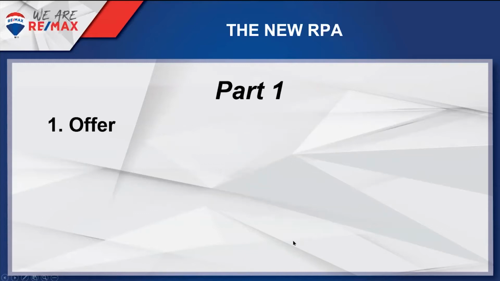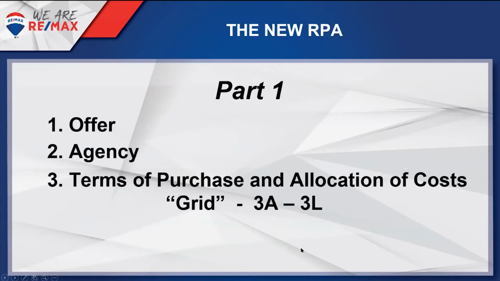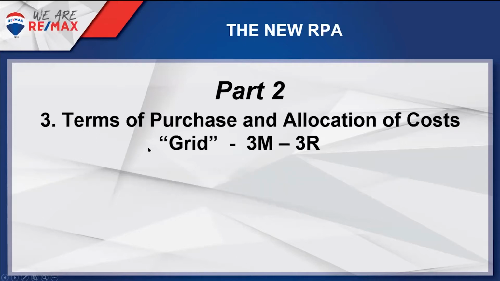And in part 1, we talked about paragraph 1, the offer itself, agency, paragraph 2, and paragraph 3, that grid. We went through 3A through 3L. So that recording is available if you would like it. I think Lindsay will email it to you. I think it's on YouTube or somewhere. I don't know. Okay. Part 2, a couple of weeks ago, we finished the grid, paragraphs 3M to 3R.